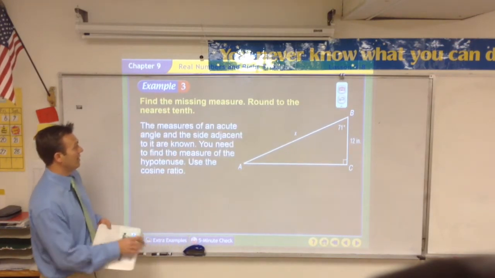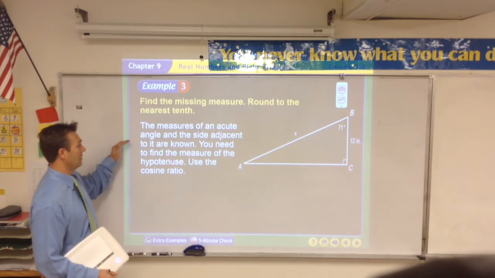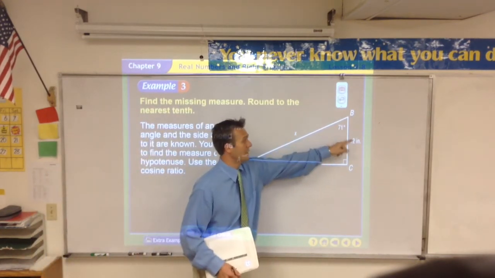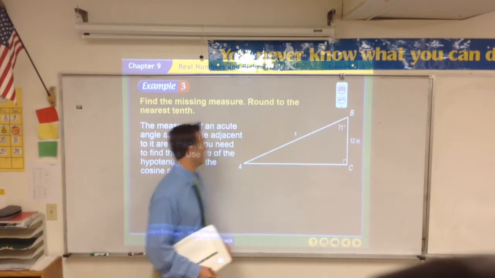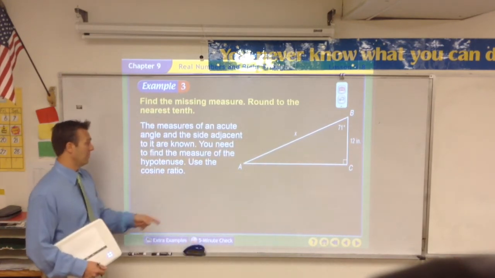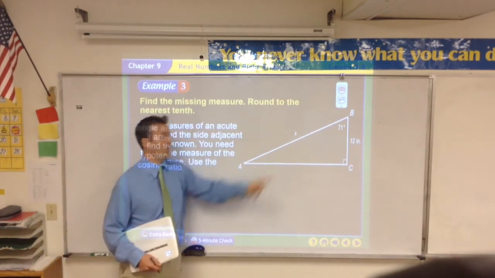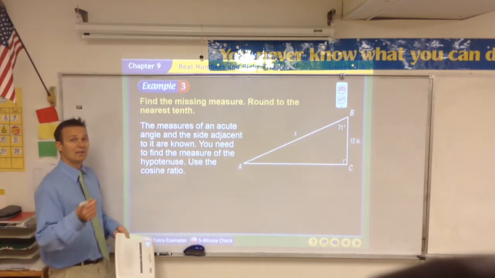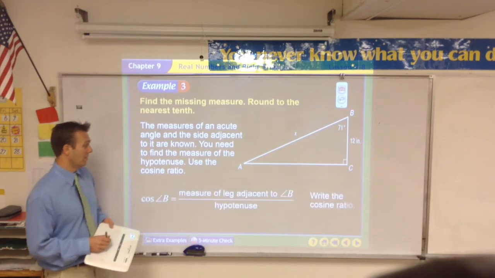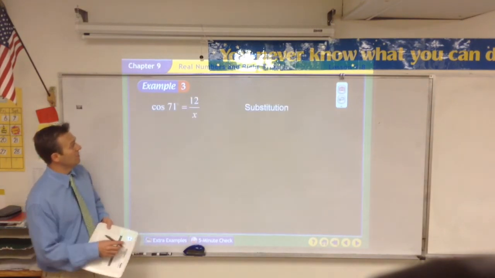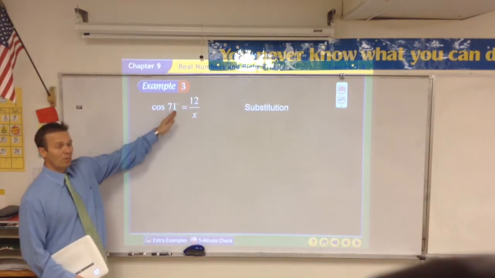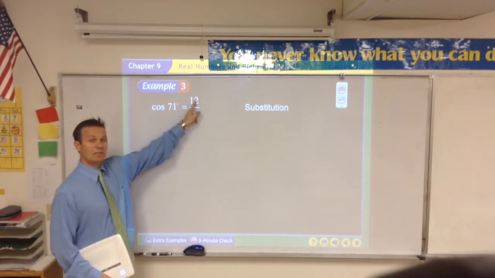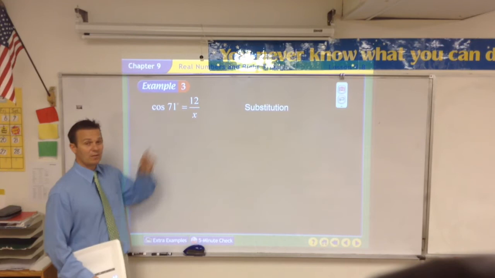Okay? So the measures of an acute angle and the side adjacent to it are known. The measurement of the acute angle is 71 and the side adjacent to it is 12. You need to find the measurement of the hypotenuse, which is the C, right? The hypotenuse. Use the cosine ratio because it's A and H. That's what you're looking for. So we substitute these numbers in. The cos of 71, because that was the angle that was given, equals the adjacent, which is 12, over the hypotenuse, which is x.